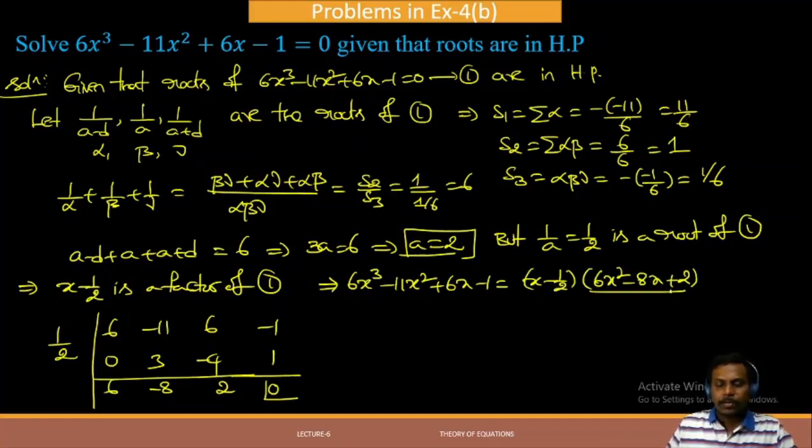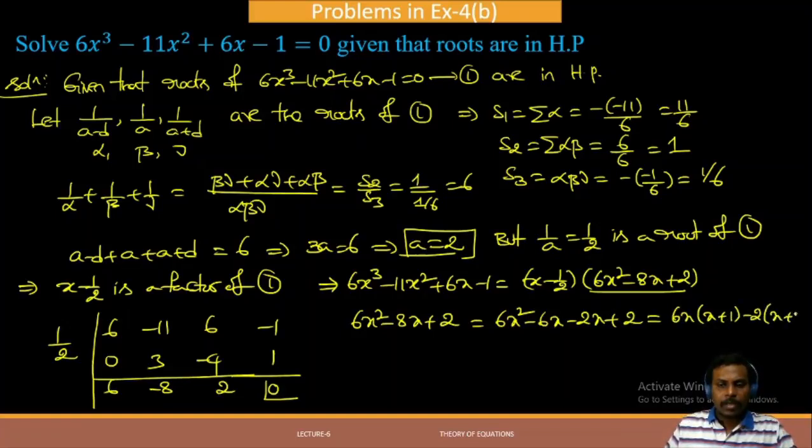Now let us factorize this particular part. So 6x square minus 8x plus 2 is equal to 6x square minus 6 into 2 is 12. So 6x minus 2x plus 2, I can write it, that is equal to 6x, if I take common, then this becomes x plus 1, into minus 2, if I take common, this becomes x plus 1. So that is x plus 1 into 6x minus 2.